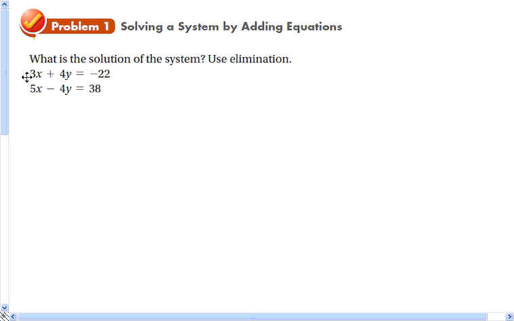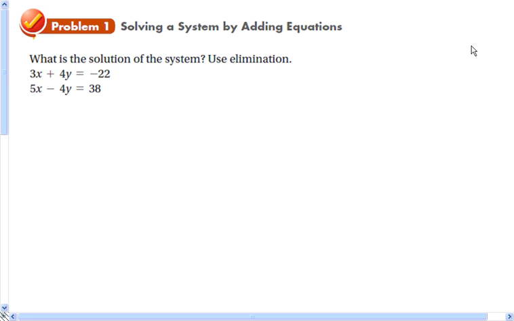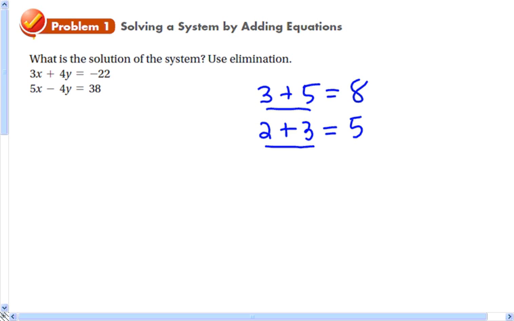Now, the idea behind elimination is that if you have two things that are equal to each other, so think about this for a moment. Let's say we have this equation, 3 plus 5 is 8, and I have any other equation, like 2 plus 3 equals 5. If I add these two equations together, I get 3 plus 5 plus 2 plus 3, and that's equal to what I get when I add what those equations equal. And that's the idea behind elimination.